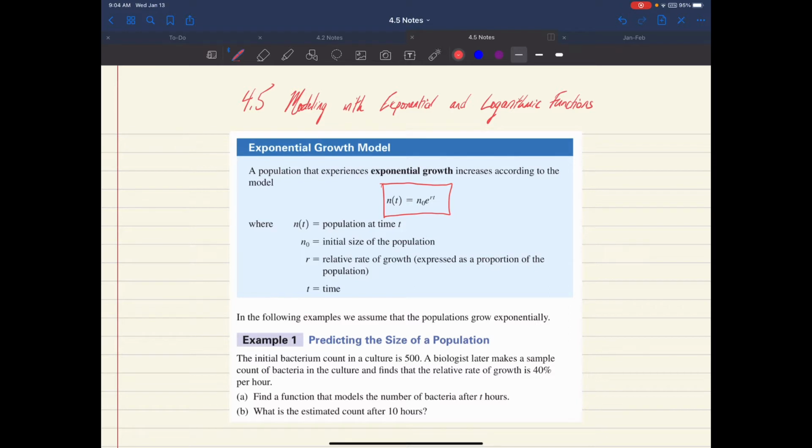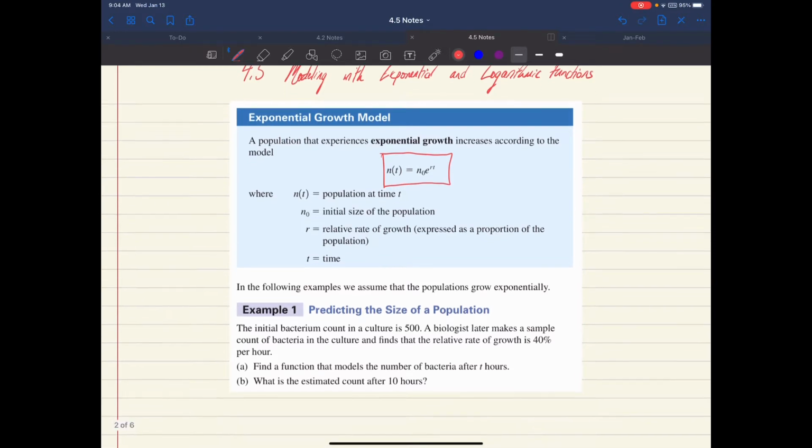So N sub 0 is just your starting amount. N of t is your population at time t. N sub 0 is the initial size of the population. R is the relative rate of growth, expressed as a proportion of the population, and t is time. So that's what each variable means. And we'll do our first example right here.